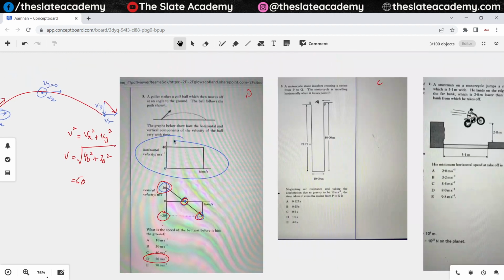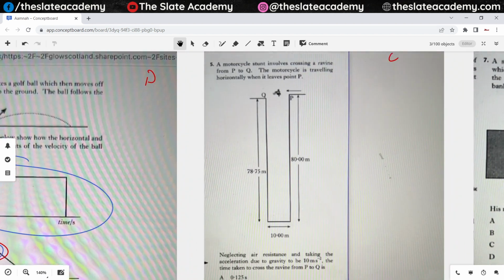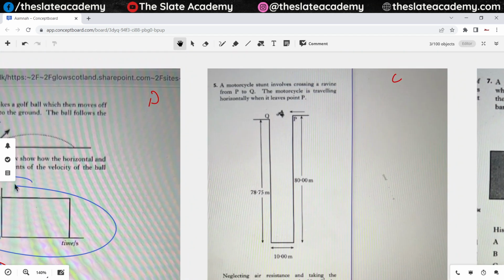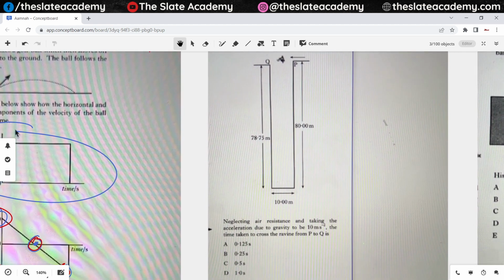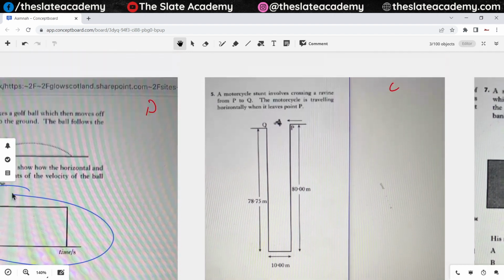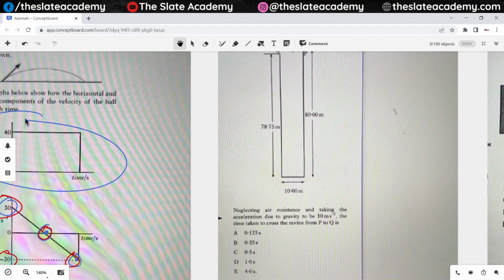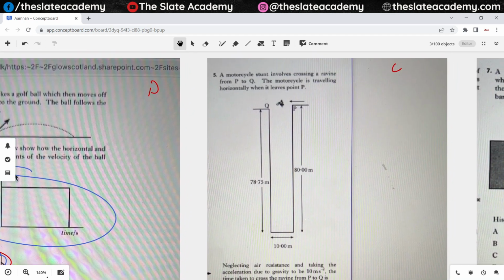Now moving to the next one. A motorcycle crosses a river from P to Q, traveling horizontally when it leaves point P. 10. If we ignore the air resistance, all the velocity it had was, so the distance it is covering is 10.